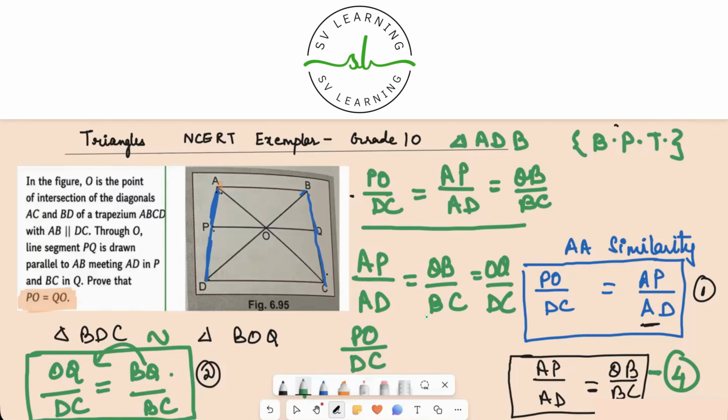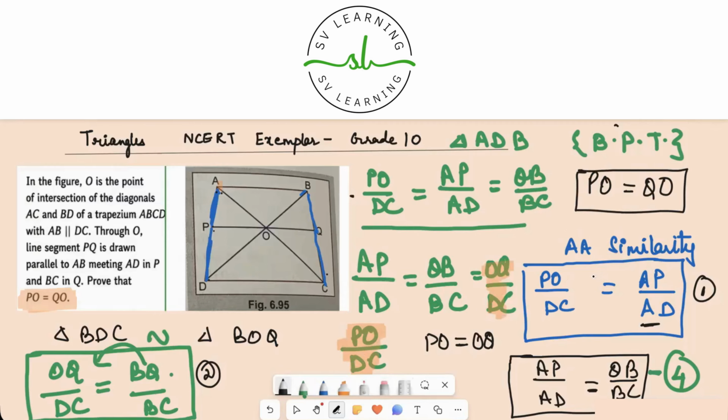So eventually if I compare all, PO by DC is equal to OQ by DC. If I just take these two things, can I say from here that PO is equal to OQ? Or I can say that PO is equal to QO. This is what we had to prove.